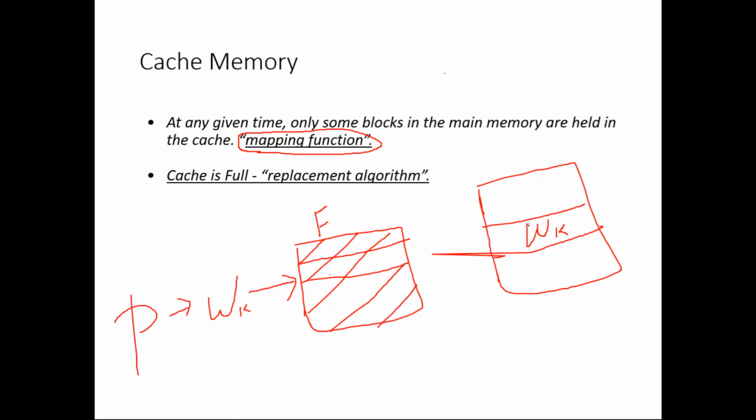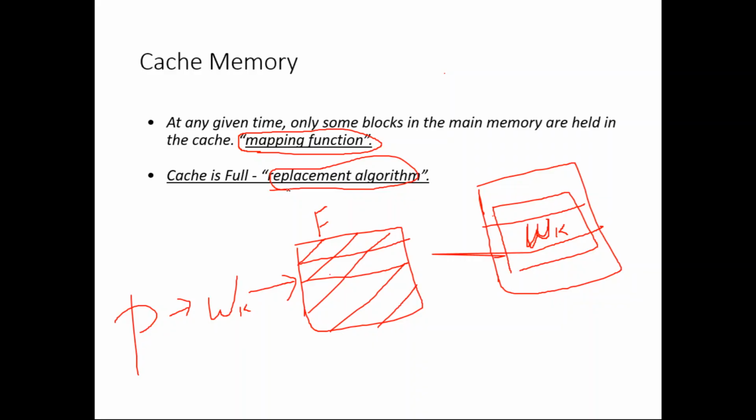Again, the memory circuitry will not read only the word. It will take one entire block, and it will remove one block from the cache because the cache is already full, and this block will come there. That is called a replacement algorithm. There are different replacement algorithms, and we will be discussing them in some other lecture. This is just for your information as of now.